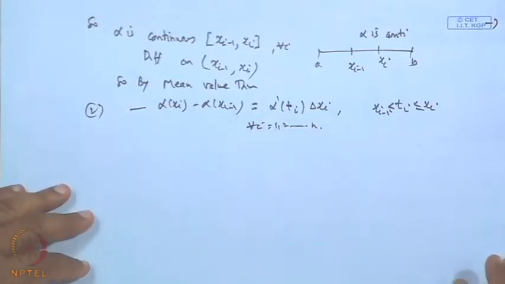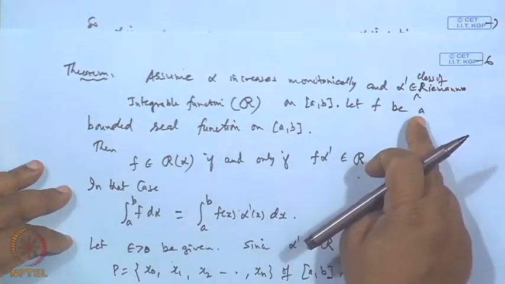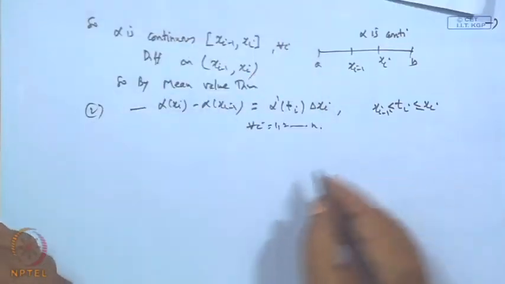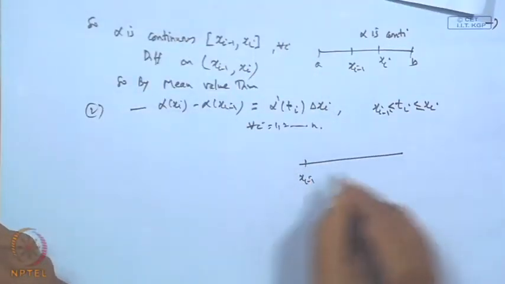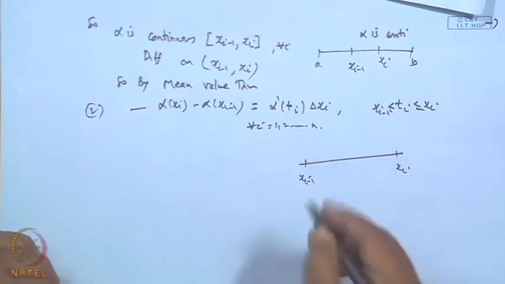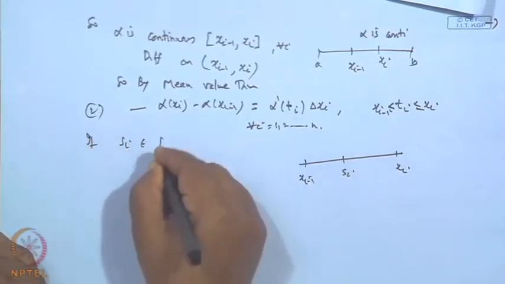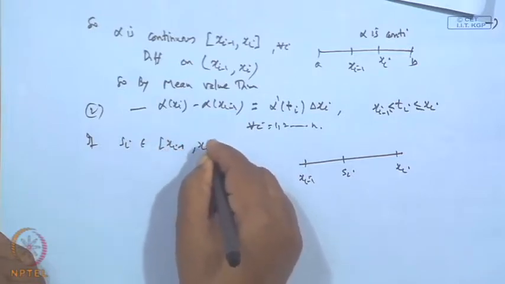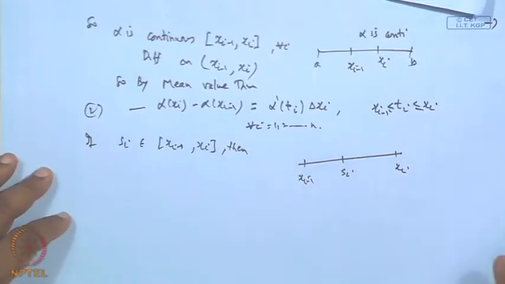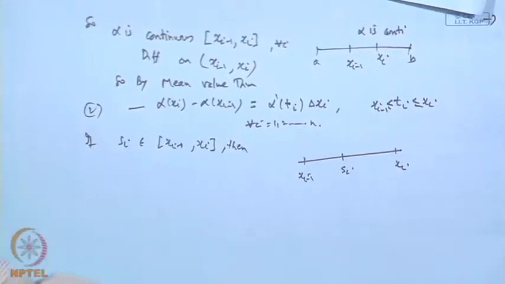Now, what is given is that alpha is an increasing monotonic function, alpha dash is as stated, and f is a bounded function. Okay. So, suppose this is x(i-1), here is x(i) and t(i) is somewhere. Let us choose a point s(i) belonging to [x(i-1), x(i)]. Then let us apply that result, which we have proved earlier. The result is this one.